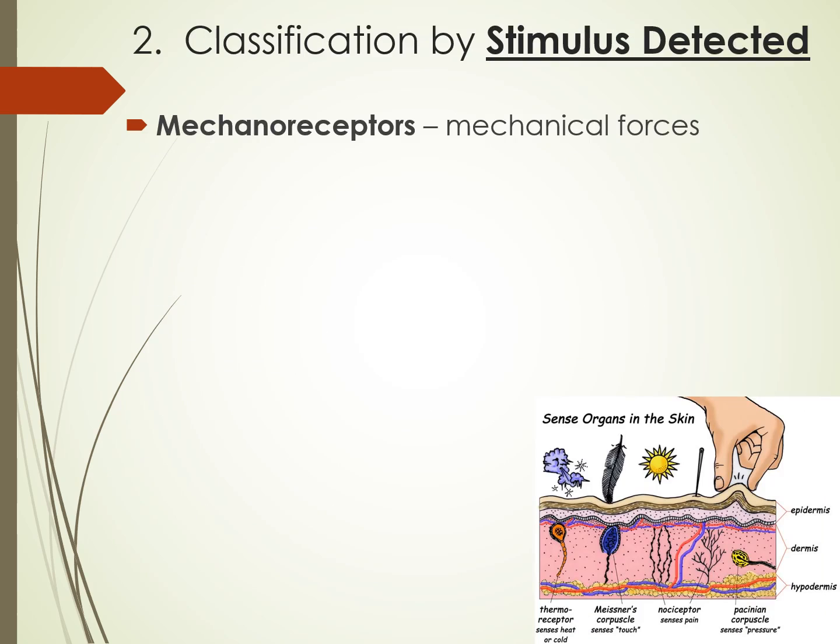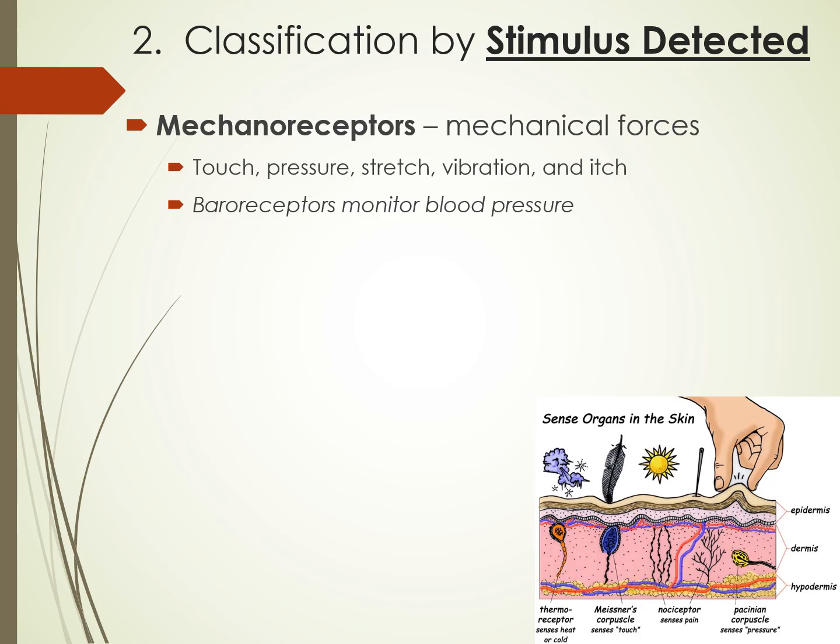So we can also classify them by the stimulus that is detected. That is, what are they picking up on? What is that sensory stimulus? The first, and probably one of the biggest classes of receptors, are mechanoreceptors. They're picking up on mechanical forces: touch, pressure, stretch, vibration, itching, all those. Baroreceptors are a very specific type of mechanoreceptor that picks up on blood pressure.